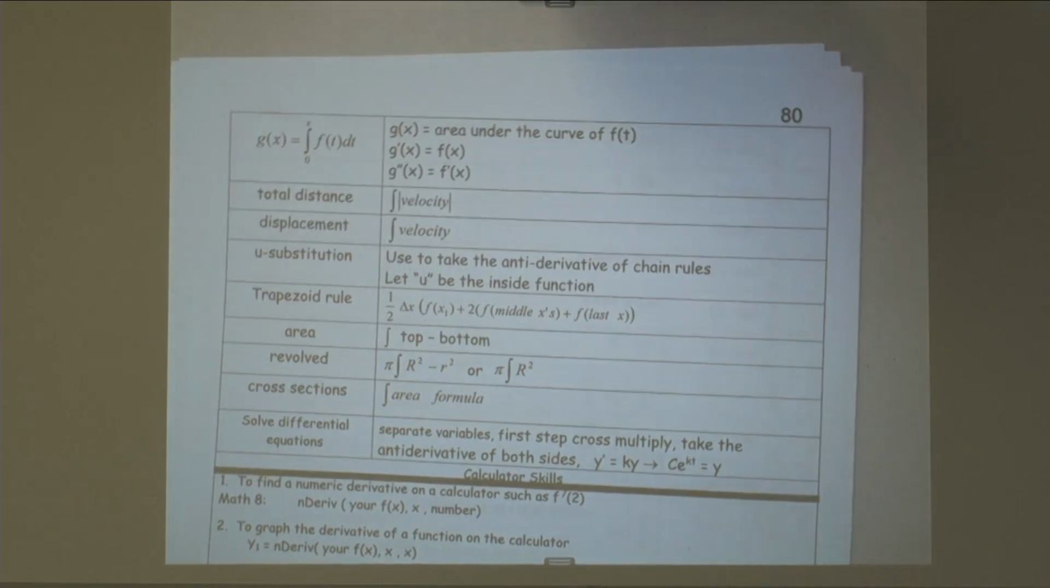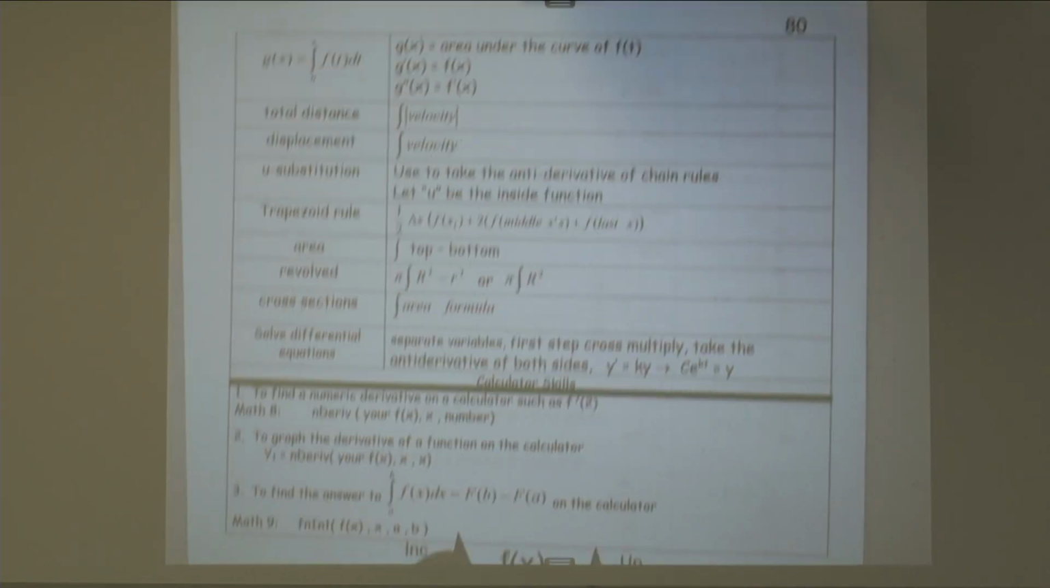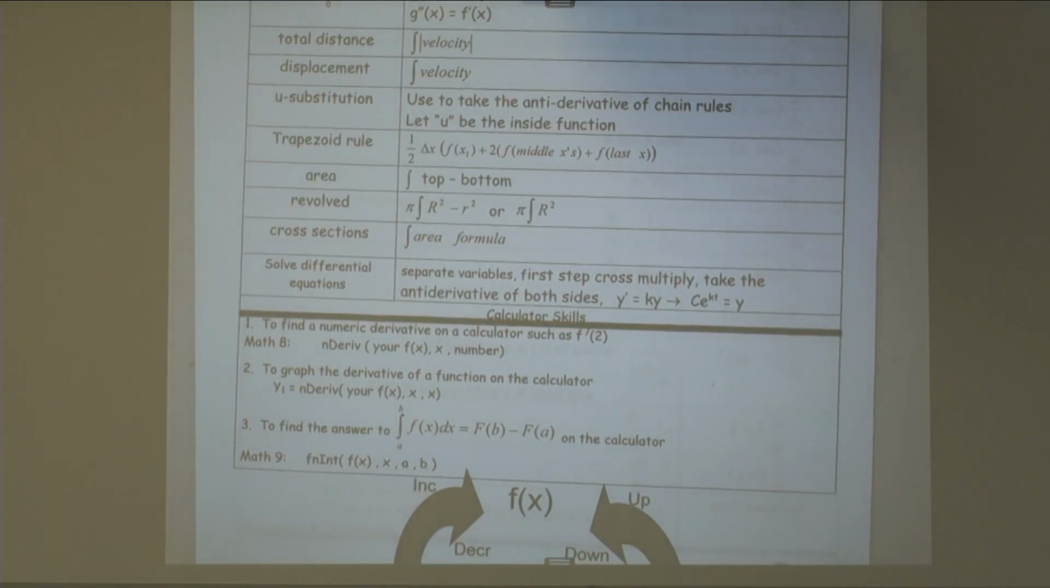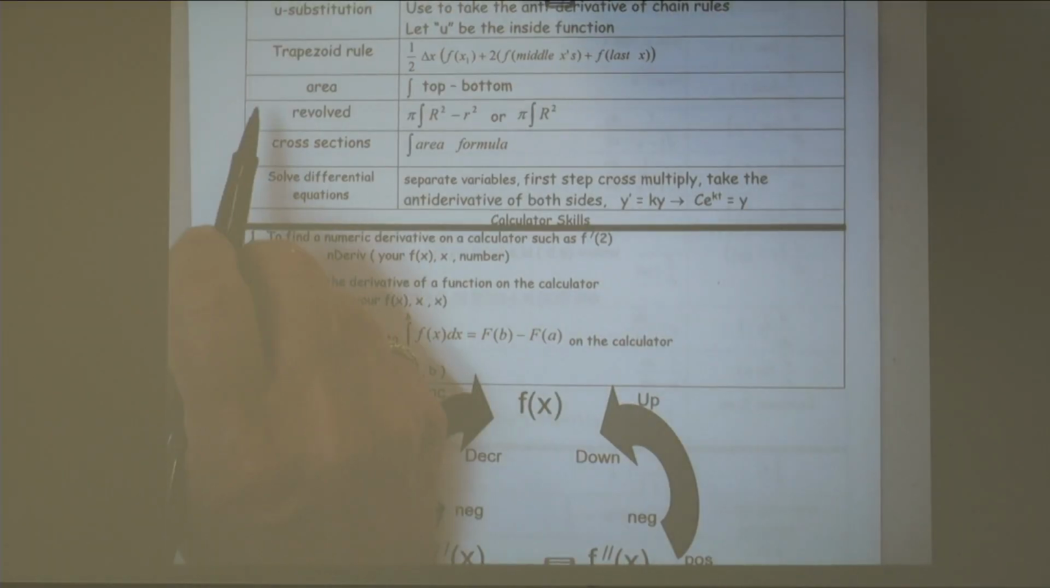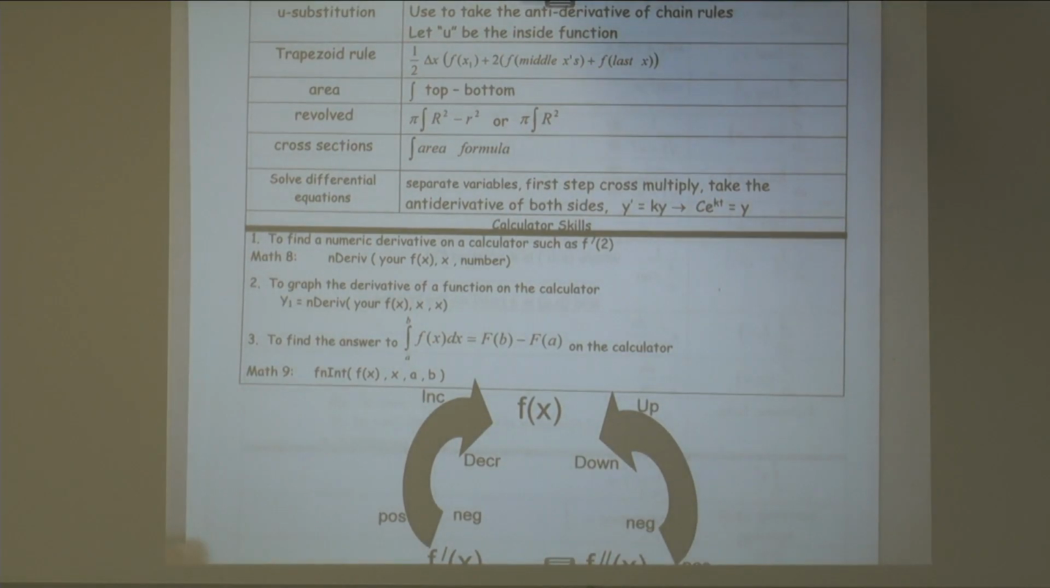And then it takes us into fundamental theorem of calculus part 2. G of x is the area under the curve, G derivative is the curve, G second derivative is the slope of the curve. Total distance traveled, absolute value. Displacement is just your velocity integration. Now, these last areas, the area, the revolve, the cross-section, you won't be responsible for any of that on this exam. They're leaving that section out knowing that the time constraint is what it is.